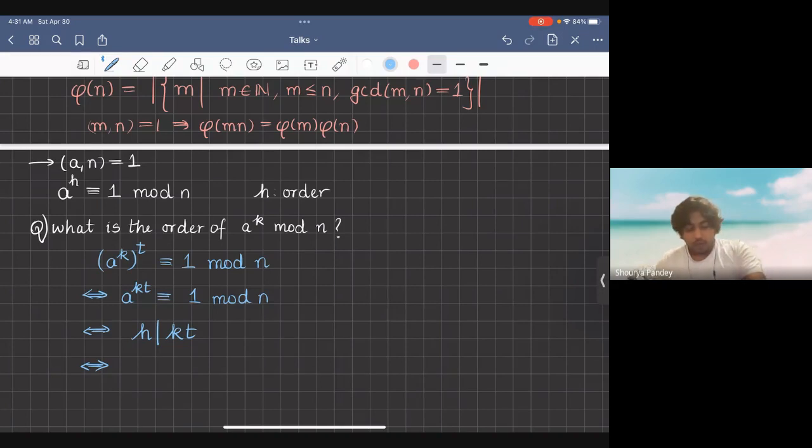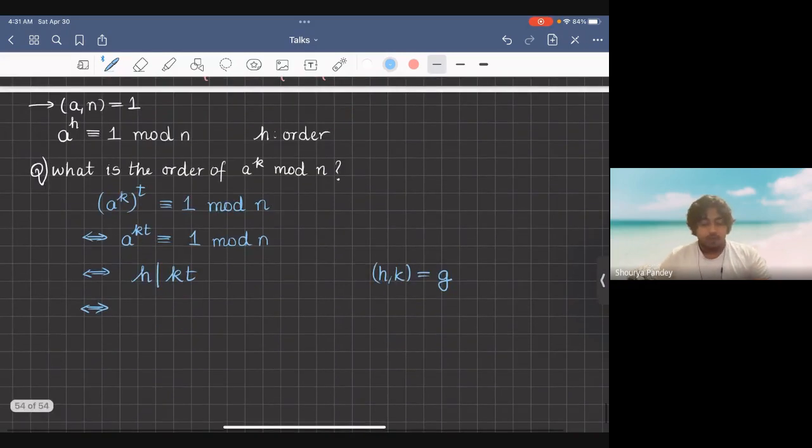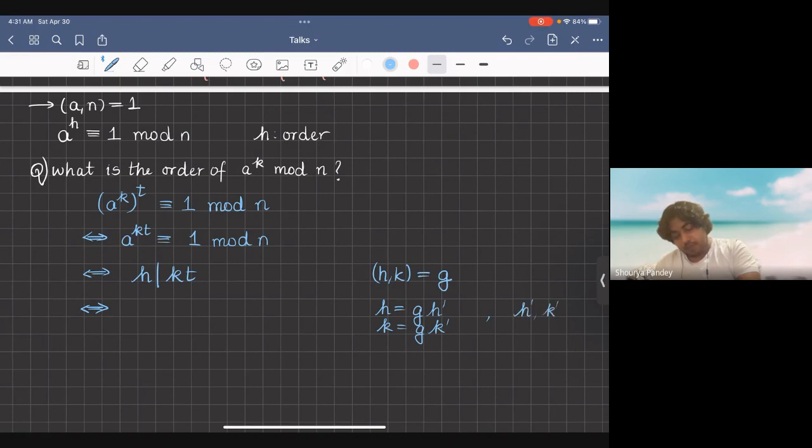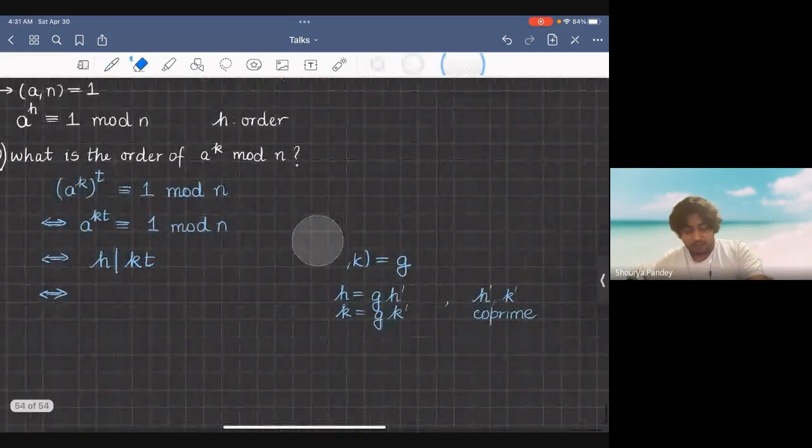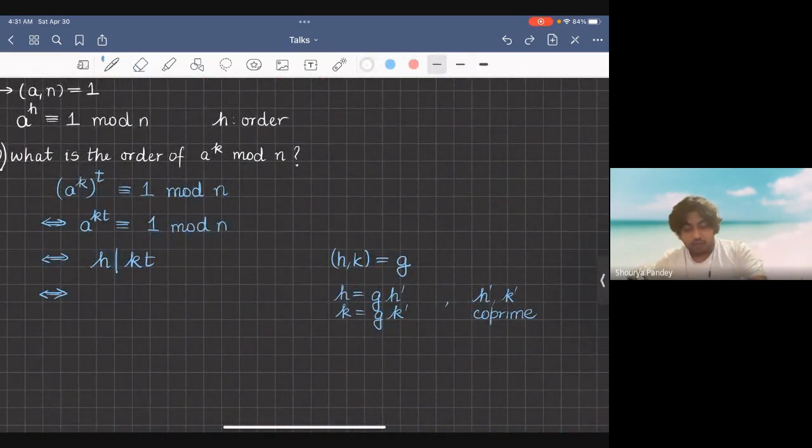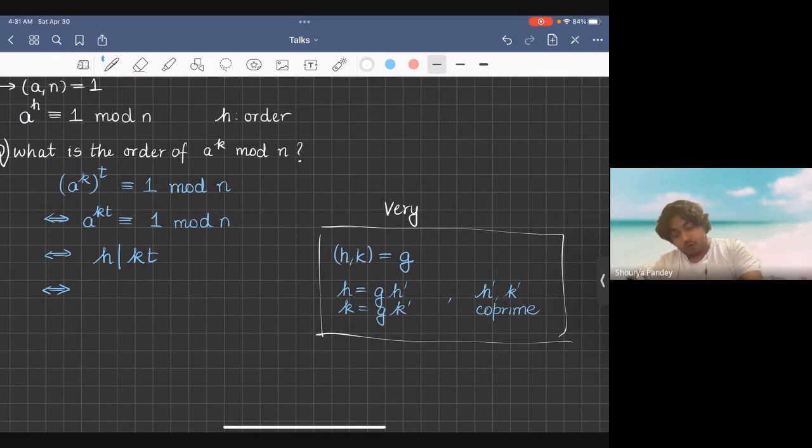Okay, so now suppose the GCD of h and k is g. Then I can divide by g. Then I can write h is equal to gh prime, k equal to gk prime, where h prime and k prime are co-prime, right? By the way, if you've never seen this sort of argument before, this is a very common technique in equations. It's something that you should note and try to apply to problems.